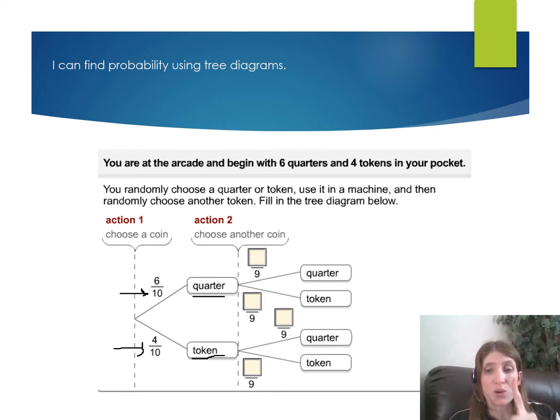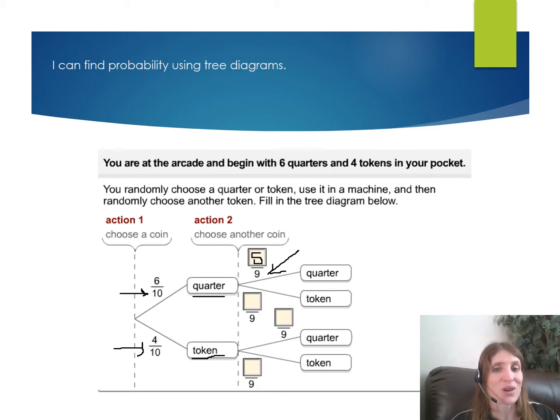But we already chose 1 quarter. Okay, so if we're looking at this top line, we already chose a quarter. So now the total is 9, right? You can see that the 9 is on the bottom of all of these in this second action because we've taken that coin and we've put it in the machine. We no longer have it in our pocket. But how many quarters then do we have if we're going to assume we get another quarter? Well, we only have 5, right? Because we already used that quarter.